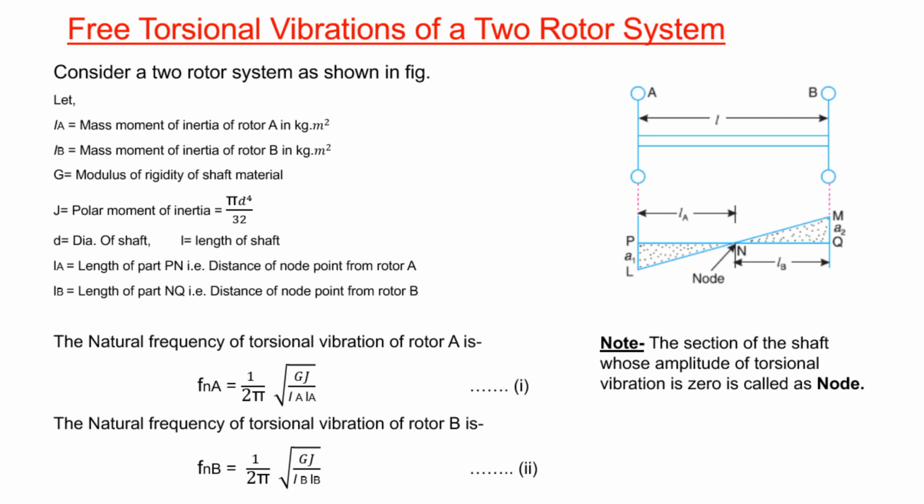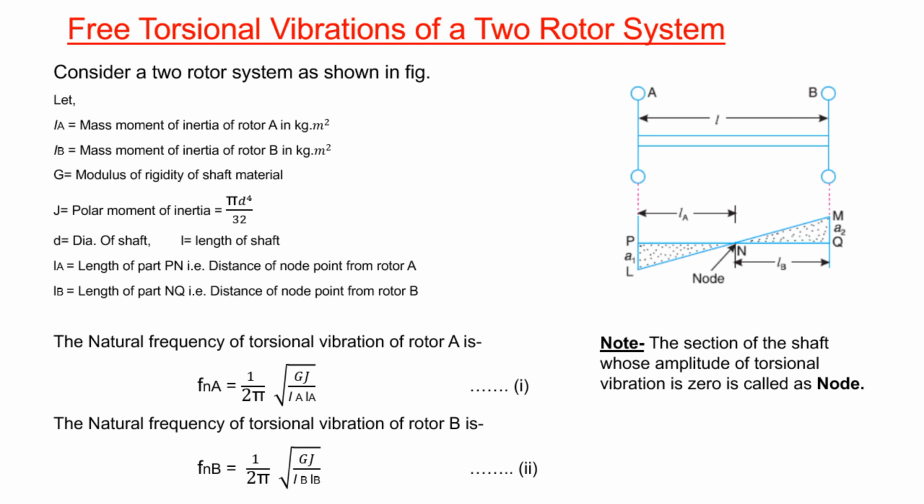But what is a node? We have studied it previously also. The section of the shaft whose amplitude of torsional vibration is 0 is called a node. At that point the vibration amplitude is 0. If I twist and untwist these two discs A and B alternately, then one point called the node point forms, where the amplitude of vibration is 0. It will not vibrate at all. So in this derivation we are going to find out the position of that node point as well, that means the small LA and LB distances.